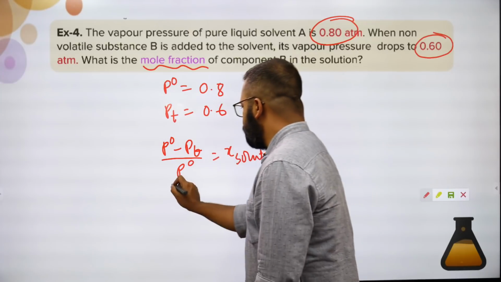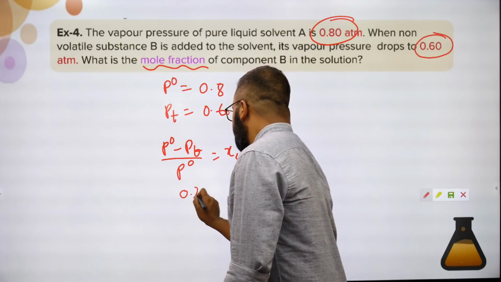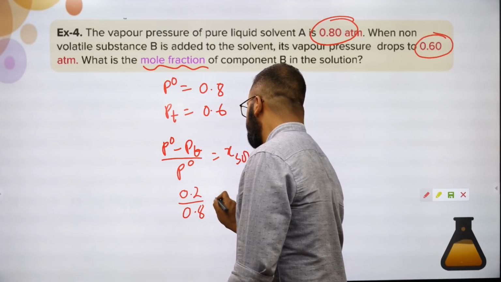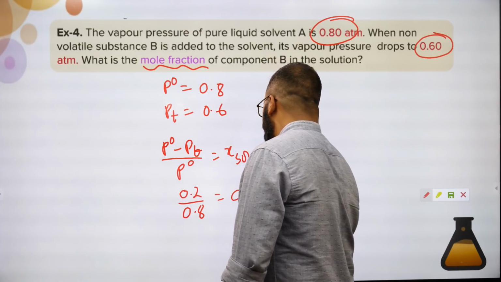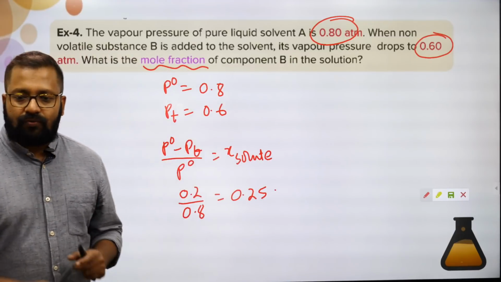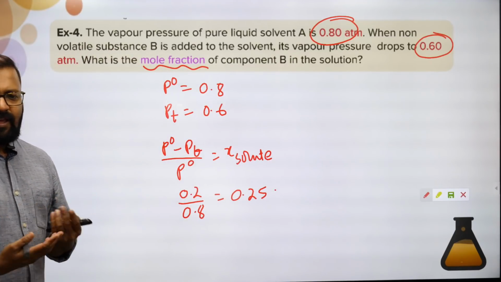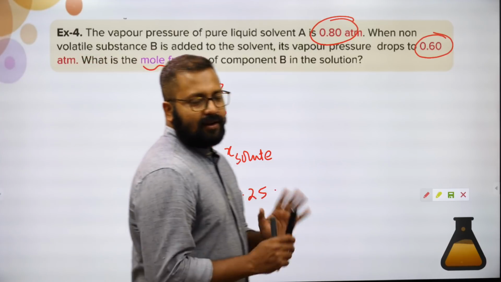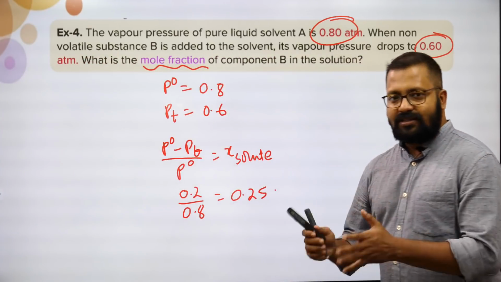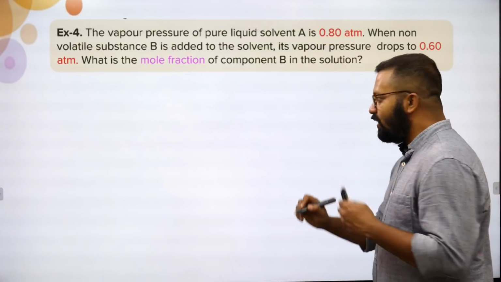Okay, mole fraction of solute. This will be 0.2, 0.8. So this will be 0.25. Very easy questions come from relative lowering of vapor pressure. बहुत easy questions आते हैं. You do not need to worry about them a lot.